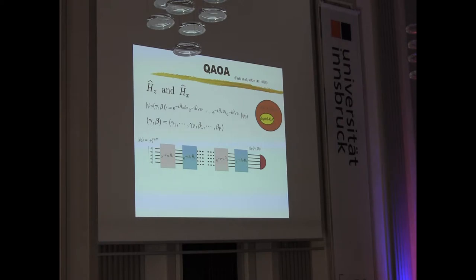Now, as I told you, it's a larger ansatz that includes the digital QA I have just described, with freedom on the variational parameters. You start from your initial state, you apply the first HZ term, and then HX, and so on and so forth, and then you measure the problem Hamiltonian on the final state you have formed.